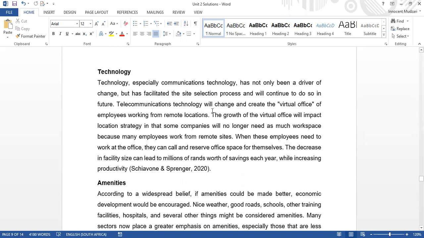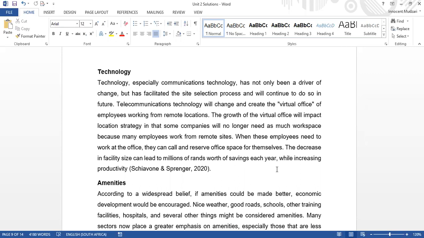Right? So telecommunications technology will change and create the virtual office of employees working from remote locations. The growth of the virtual office will impact location strategy in that some companies no longer need as much workspace because many employees will be working from remote sites. So this will lead to a decrease in facility size, which will also lead to savings on costs and increase productivity and profits.